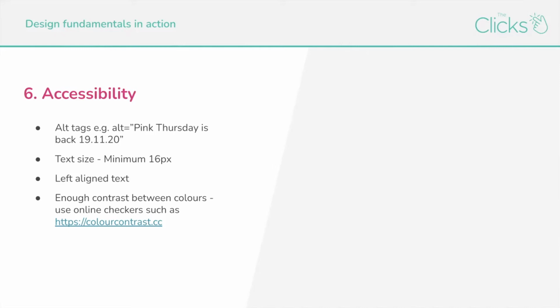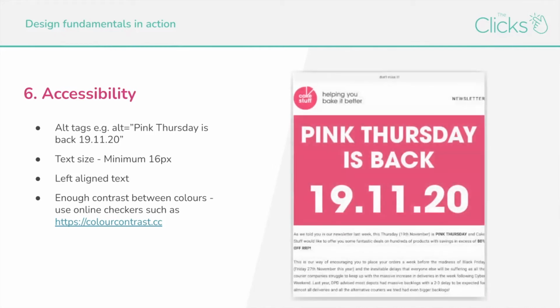So firstly, you make sure that you use alt tags on all images. So for example, in this email, your alt tag within the image would be Pink Thursdays back 19/11/20. So that means that with a screen reader, they're going to read that text and the user isn't going to miss out. Whereas if that alt tag was left blank, the user would miss out on that important information. Another thing you can do is make sure that you have a minimum text size of 16 pixels.